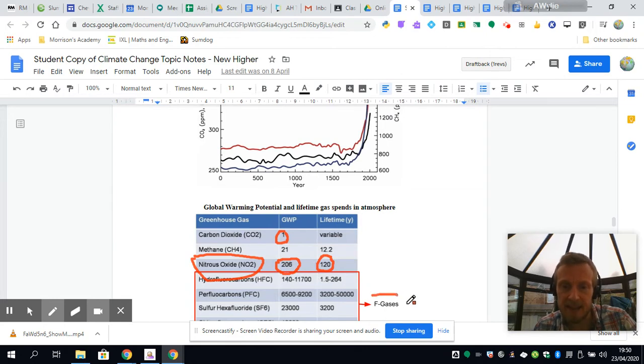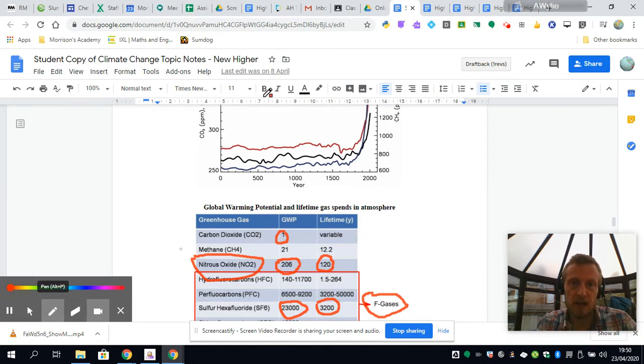And then we get to the guilty ones, the F gases. Now, there is only a minuscule amount of them in the atmosphere, but as you can see here, depending on which one you look at, whether it's HFCs, PFCs, or SF6, their global warming potential is massive in comparison. So if we look at sulfur hexafluoride, it's 23 times more powerful than carbon dioxide, and it lasts roughly 3,200 years in the atmosphere before it dissipates.